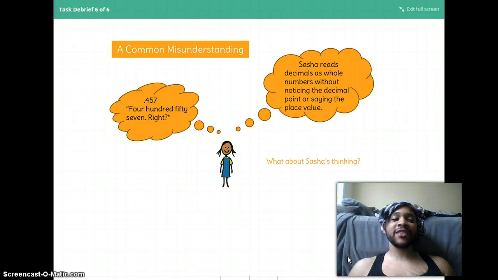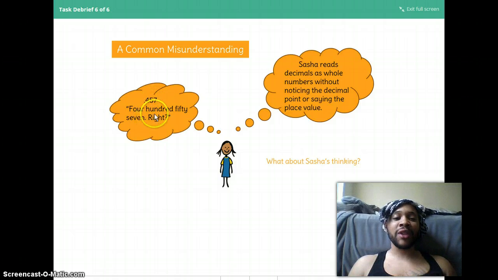A common misunderstanding is that students tend to write a number such as you see right here, the digits 4, 5, 7, and they tend to say that as 457, right? So students read decimals as whole numbers without noticing that the decimal point is saying the place value. So the 4 is in the tenths place. We see a 5 in the hundredths place. And we see a 7 in the thousandths place.